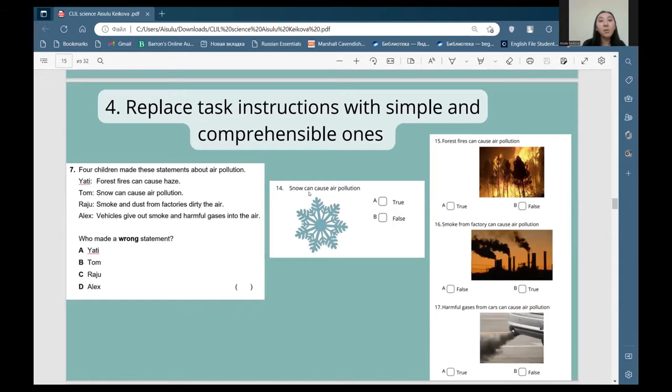For example, snow can cause air pollution, true or false? Here, this question was, fires can cause... here Tom says snow can cause air pollution. So instead of creating this complex situation, I just started by dividing each question separately. Is this true or false? So to make them understand. When I ask these simple questions, they answer very well.